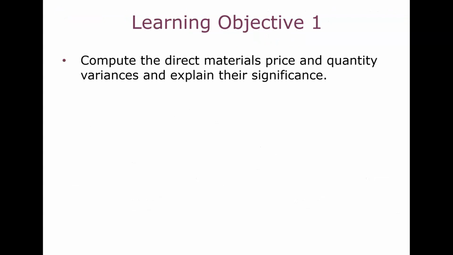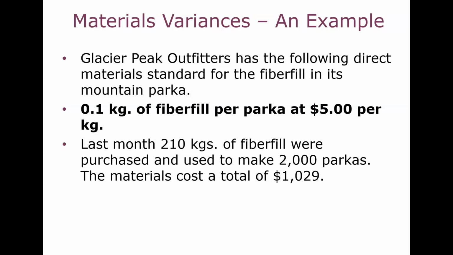Okay, let's now look at some direct material. Here we have an example of a company that makes parkas. The fiber fill on the inside of the parka, they use 0.1 kilograms of it for one parka, and that's at $5 per kilogram. Last month, they had 210 kilograms that were used to make 2,000 parkas. The cost of the 210 kilograms was $1,029.